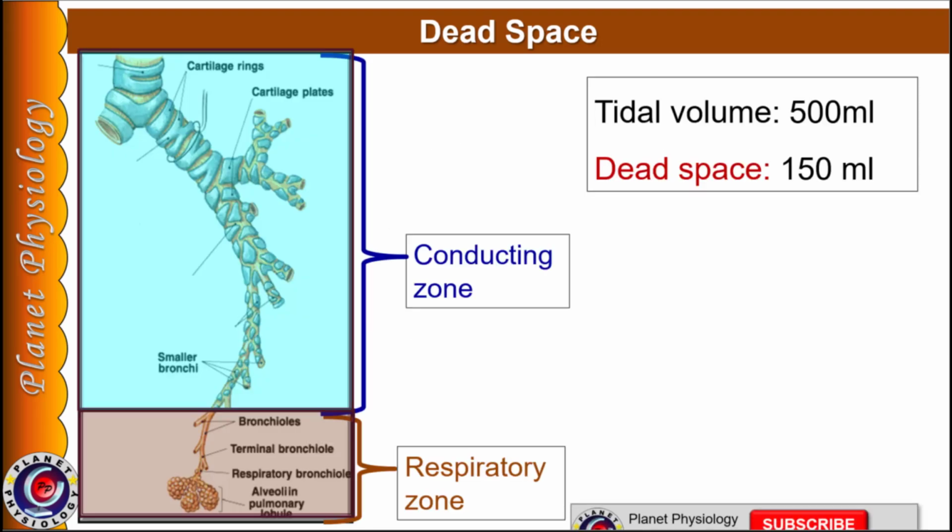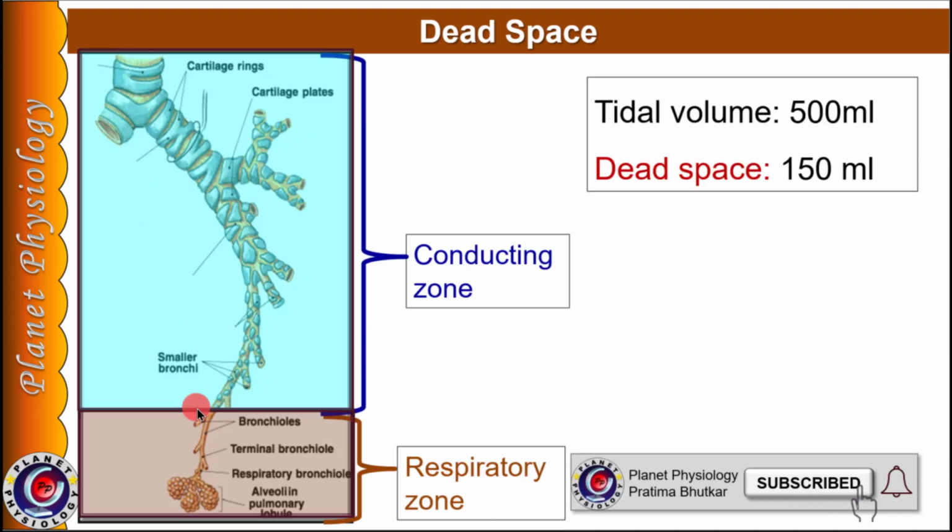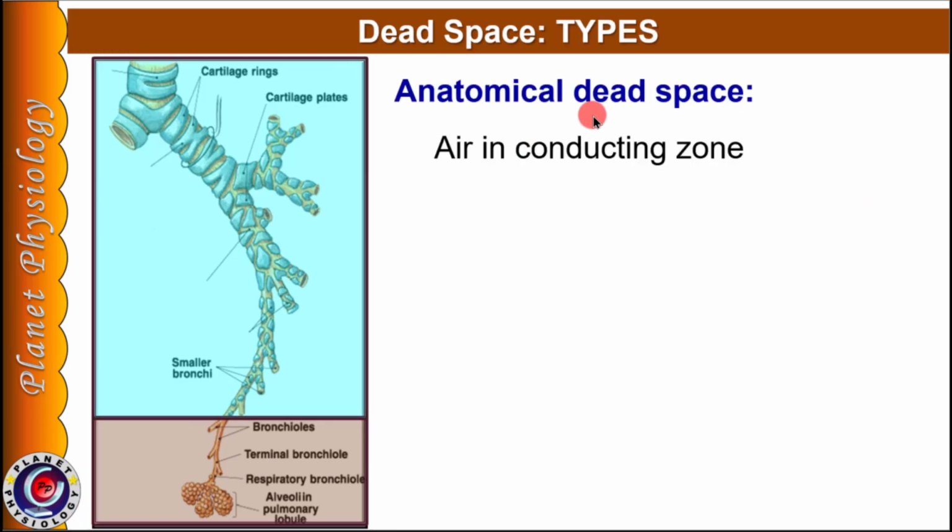Here is a representation of airway passage showing conducting zone and respiratory zone. Normally, a relaxed person breathes about 500 ml of air per breath, which we call tidal volume. Out of this, 150 ml remains in the conducting zone and forms dead space volume. Since this is the anatomical region where gas exchange does not take place, it is called anatomical dead space. So this is the first type of dead space, anatomical dead space.